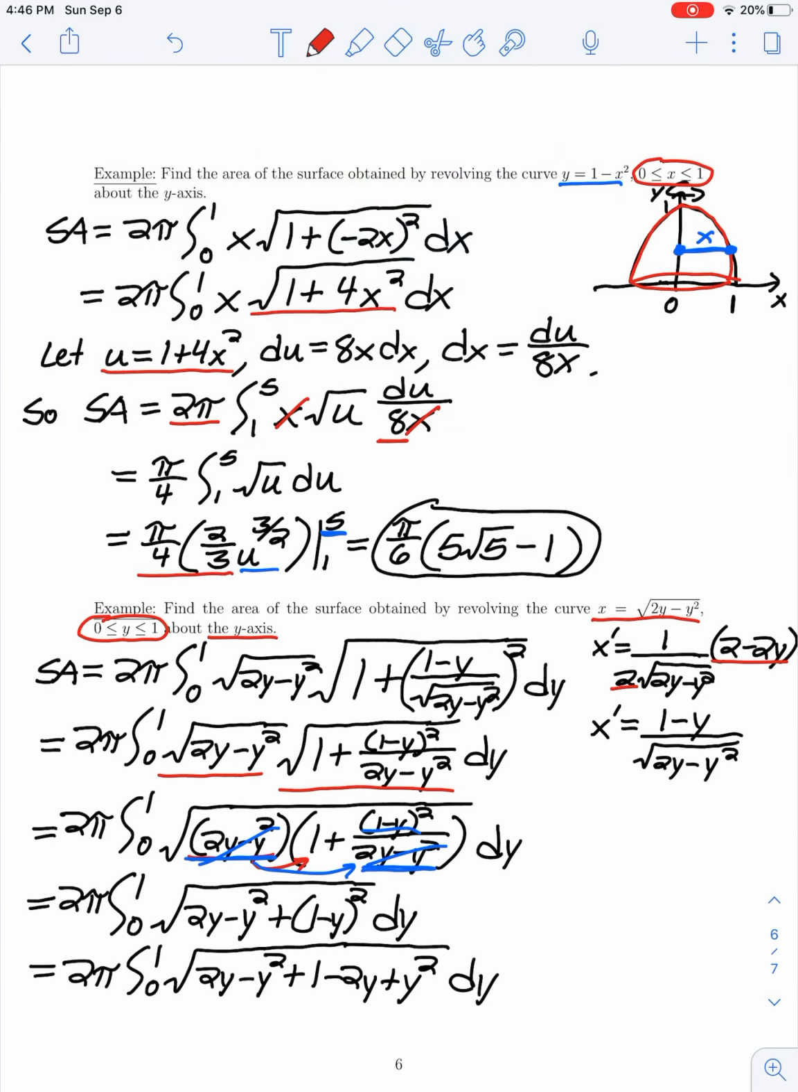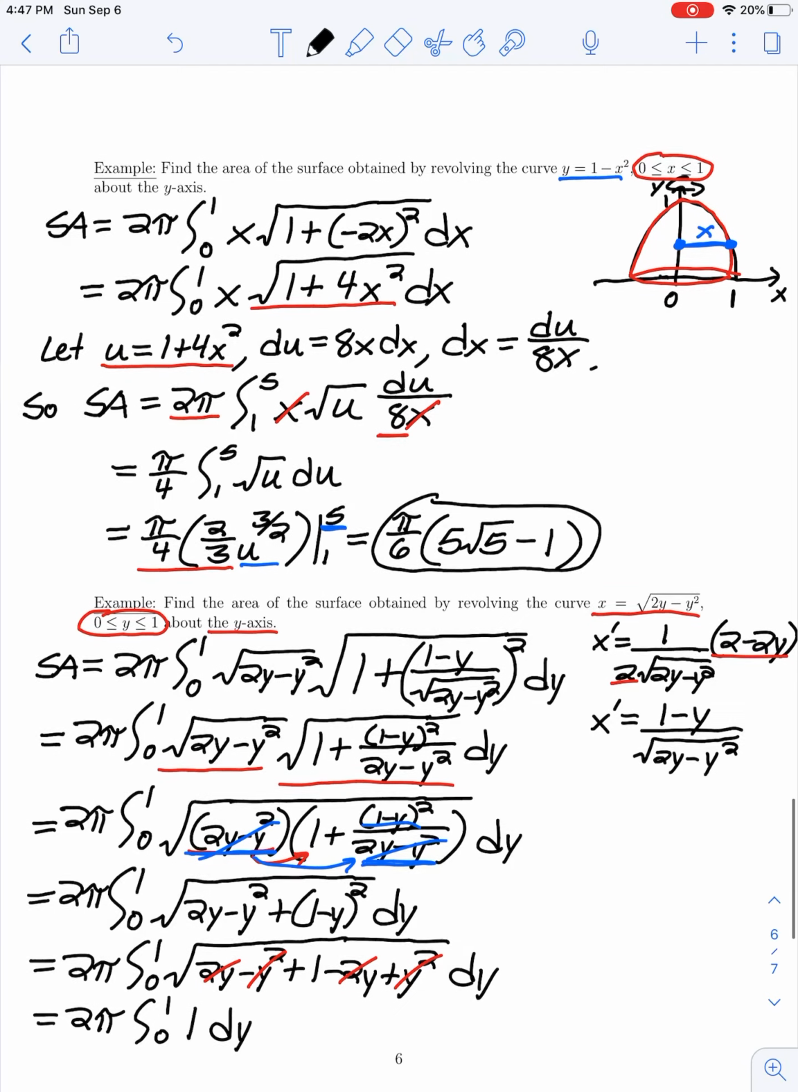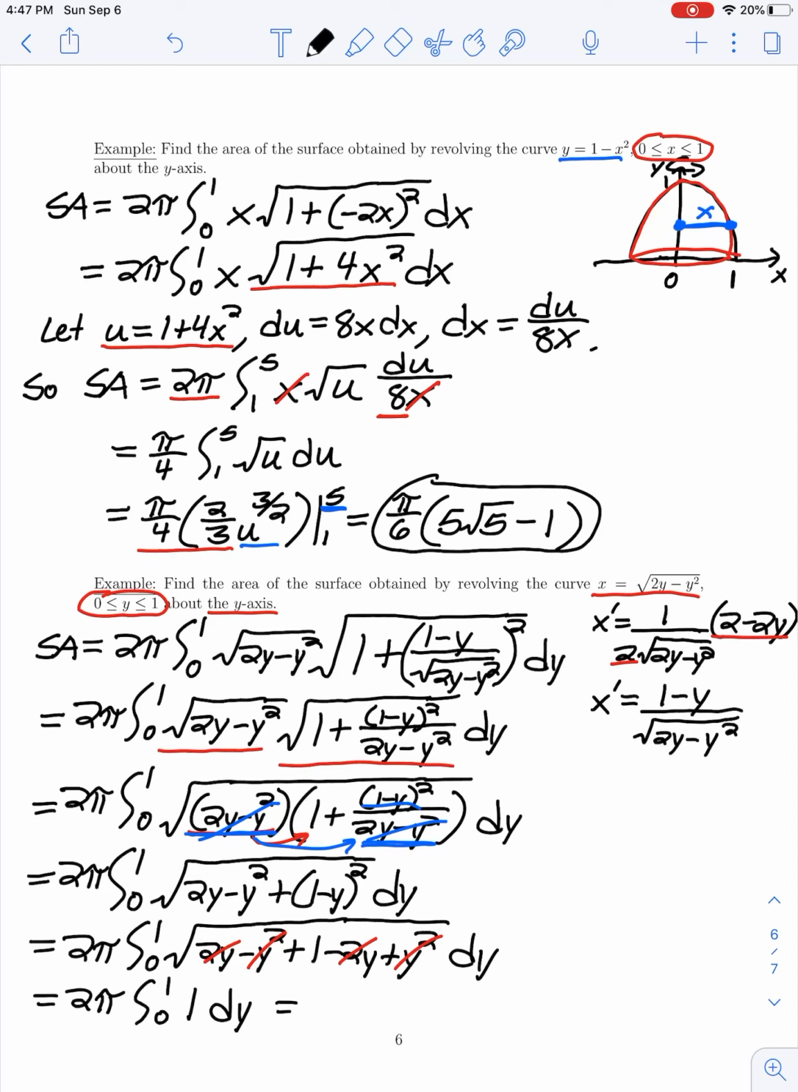And we can see that under the radical, we have a 2y and negative 2y that cancel, and a negative y squared and positive y squared that cancel. And so we're left with 2 pi times the integral from 0 to 1 of the square root of 1, which is simply 1, dy. So at this stage, it becomes easy to integrate. We have 2 pi times the antiderivative of 1 with respect to y, which would be y. We're integrating from 0 to 1.